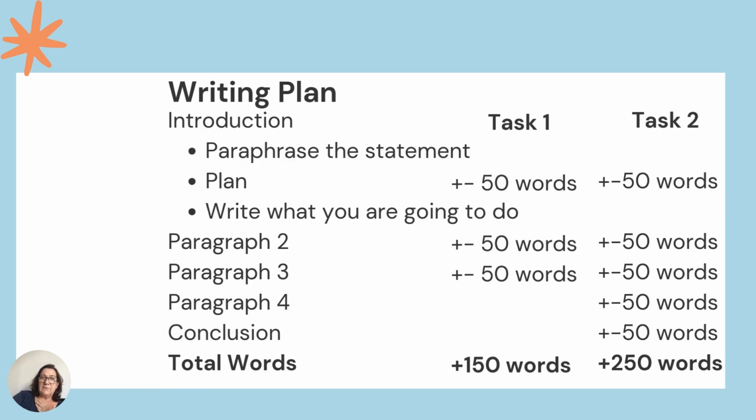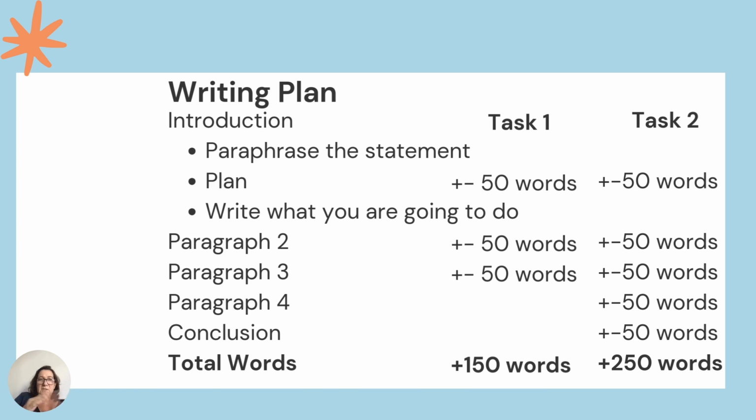So this is what I call my plan, right? The way I do it, my recipe. You don't have to do it this way, it's a guideline. But really, for task 1, you want an introduction, paragraph 2, and a paragraph 3. And if they're all 50 words approximately, you've got 150 words. And in task 2, you've got your introduction, 3 body paragraphs, and a conclusion. And that's your 250 words. So you don't need to do a conclusion for task 1.